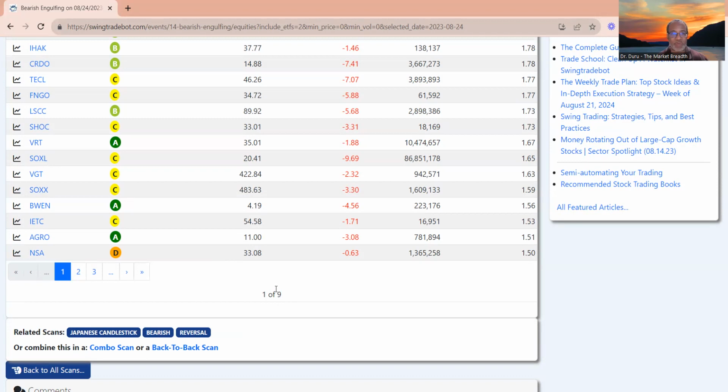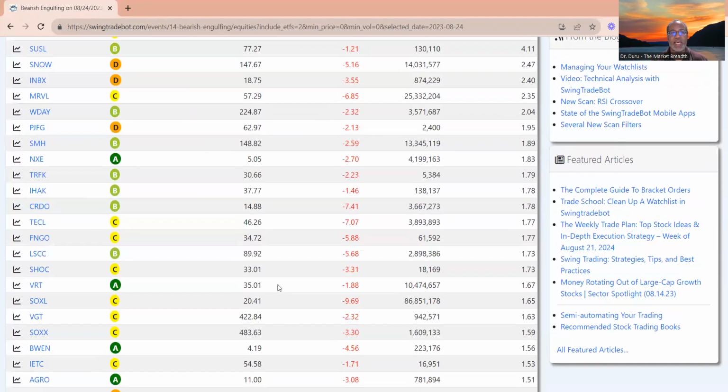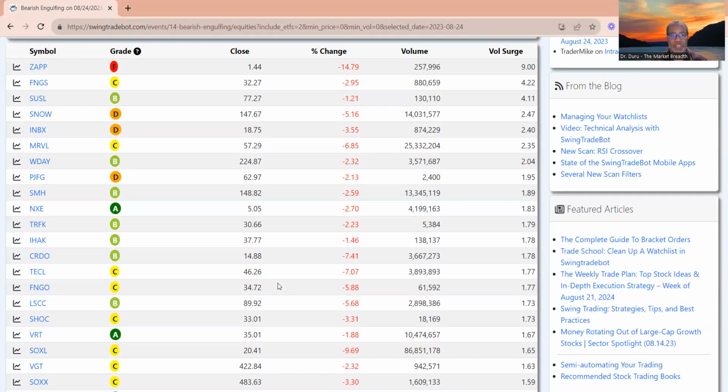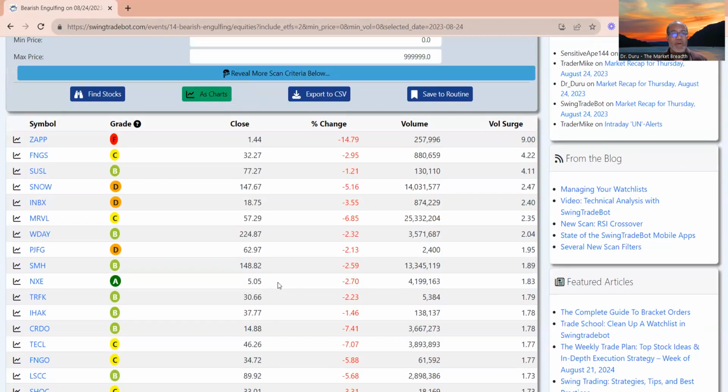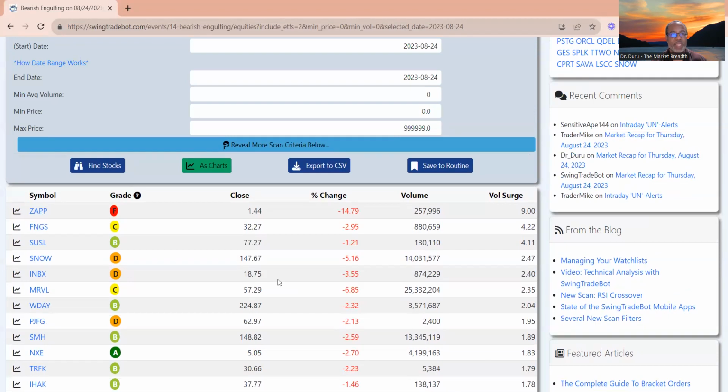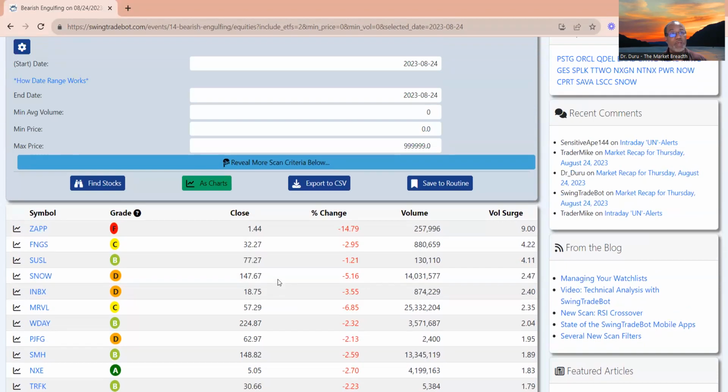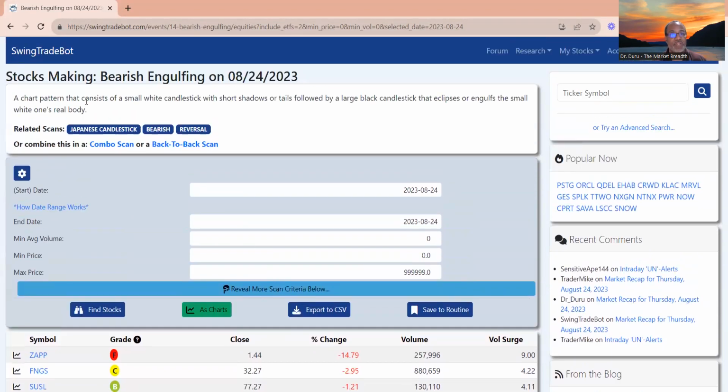That shouldn't be a surprise again when an entire index shows a technical pattern. There should be a whole bunch of stocks that fall in line. That's a lot of stocks, and I want to filter it down a little bit. So what is great about Swingtradebot is that you could combine scans. So you can see up at the top here, I can do a combo scan.